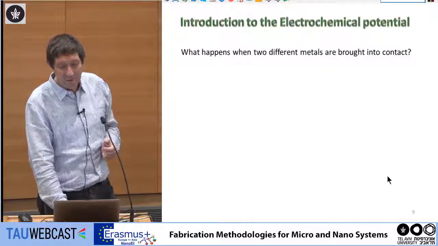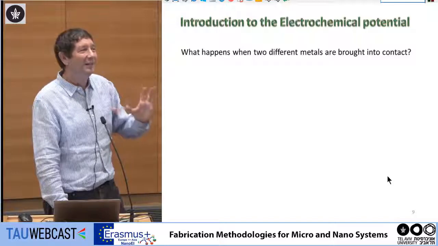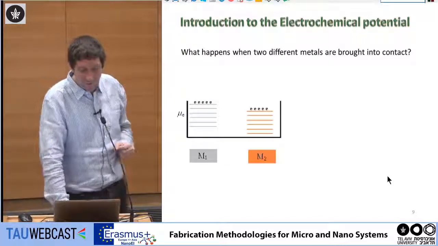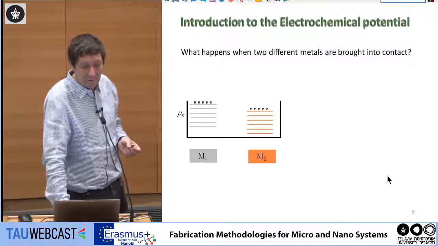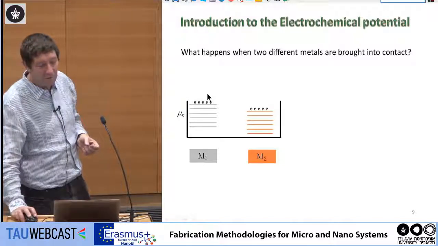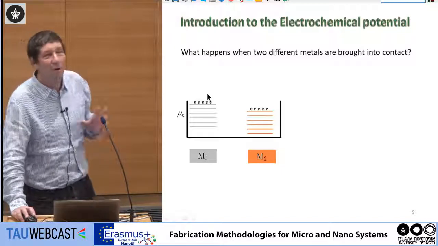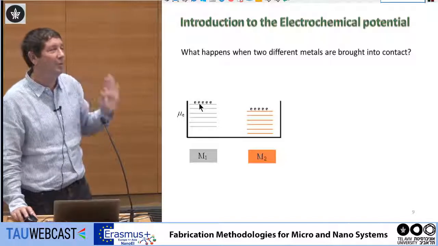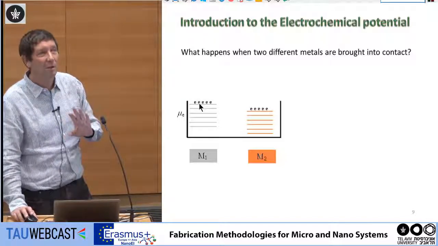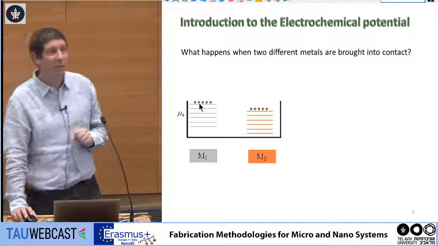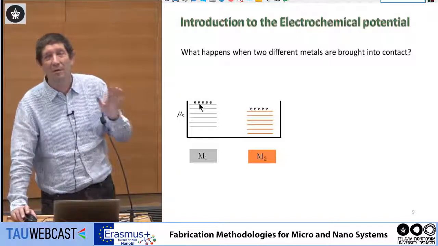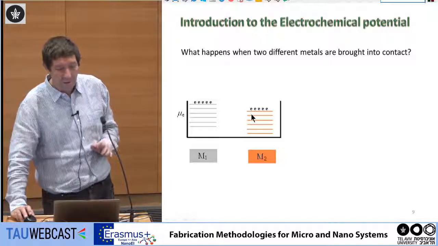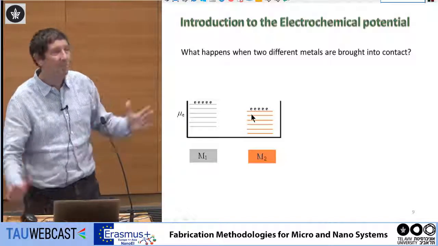Okay, introduction to electrochemical potential. Let's remember Kirchhoff's law. If you take two materials, and each material has a different electrochemical potential, and for all of you who are not familiar, electrochemical potential is what we call the Fermi level. In physics we call it Fermi energy. The chemists call it electrochemical potential. So if the Fermi level of metal 1 is higher than the Fermi level of metal 2, what will happen when I connect them together?